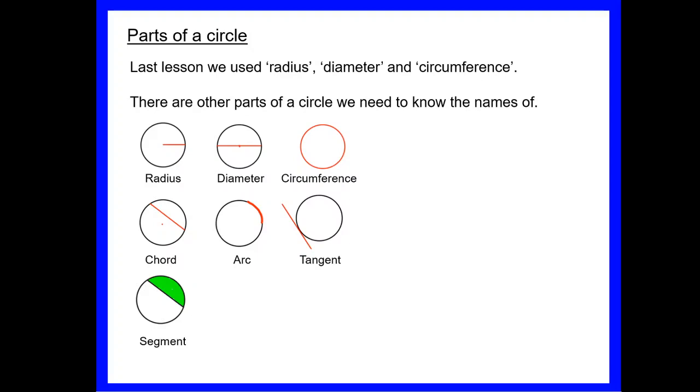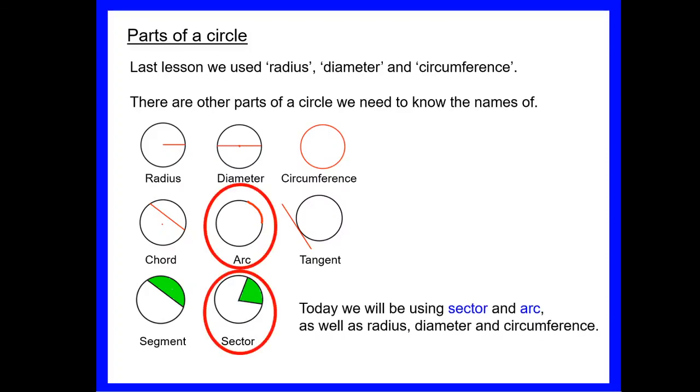We have a segment of a circle, so a chord divides the circle into two segments. We have a sector, so if we take an arc and two radii, then that splits it into two sectors. And today, that's the one we're going to look at. So we're going to use the arc and the sector, as well as using our radius, diameter and circumference that we've previously used.